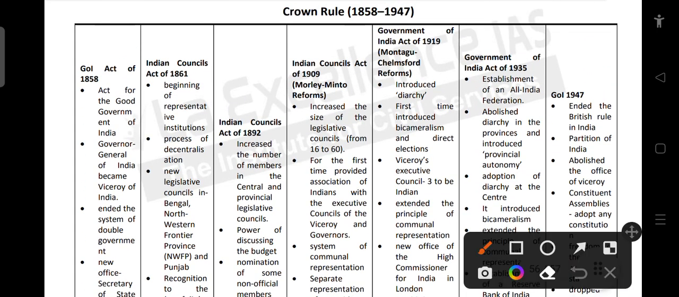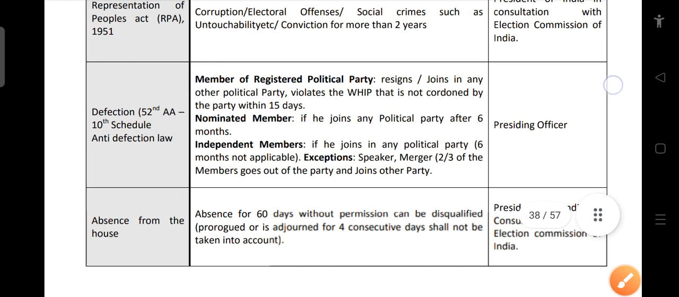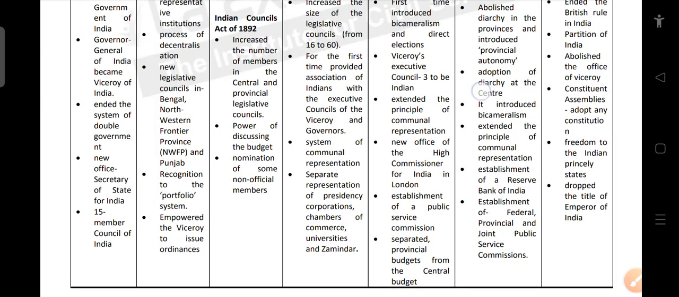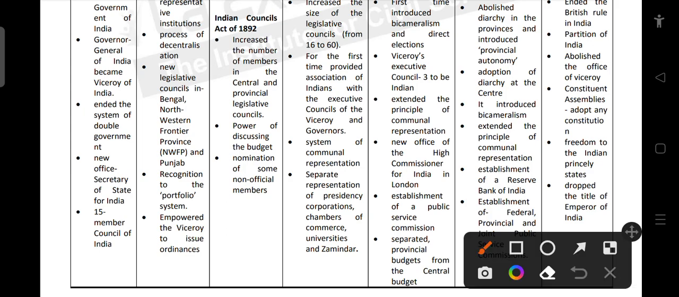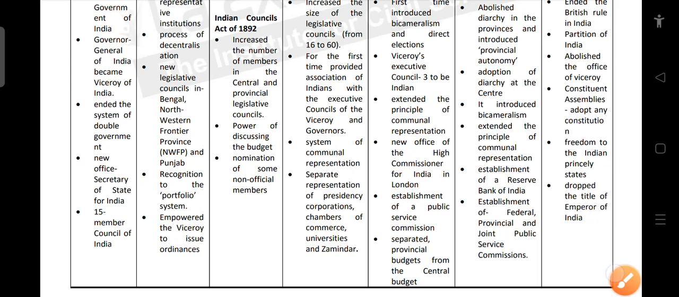And the last act is the Government of India Act 1947, which is also known as the Indian Independence Act. It ended the British rule. Partition of India happened, the office of Viceroy was abolished, and the Constituent Assembly could adopt any constitution. So we formed our own constitution. Freedom was given to the Indian princely states: they could either join the Indian Dominion or Pakistan. It dropped the title of Emperor of India. So all these were the changes that happened in the Indian Independence Act.